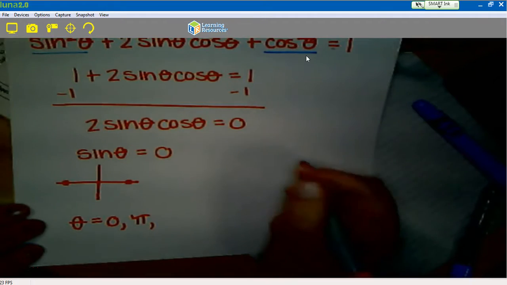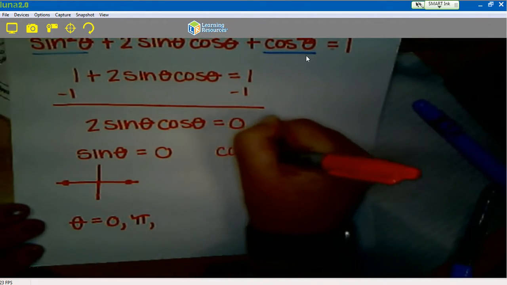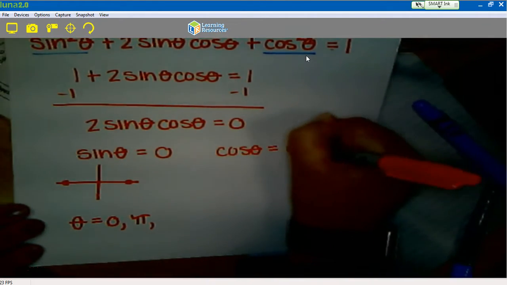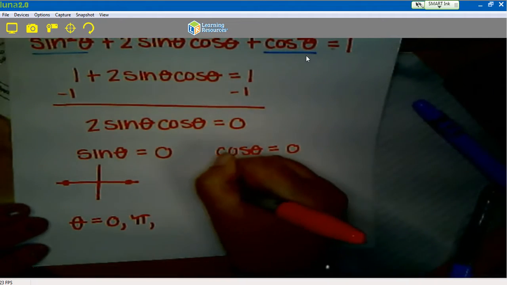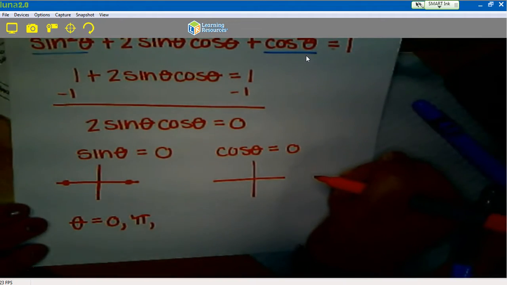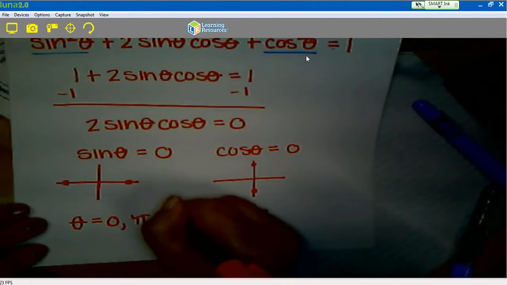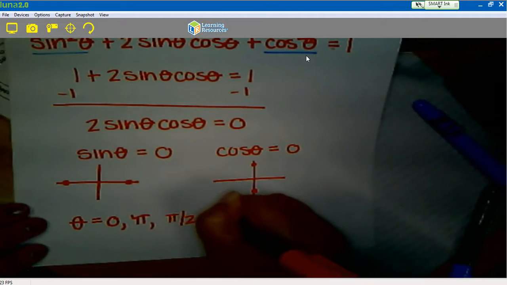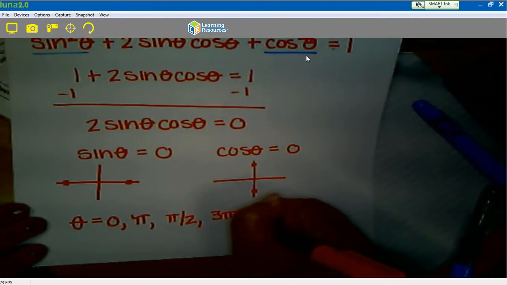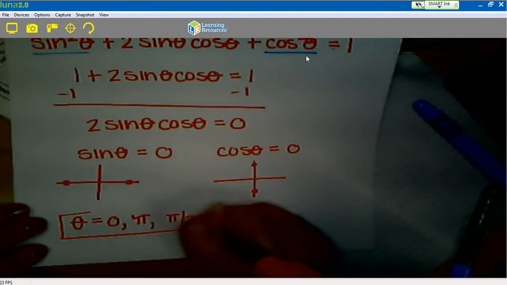And then the other part, we can say that cosine theta is equal to 0. So that means the x value is 0, so we're not going left to right, we're only going up and down. So that occurs at pi over 2 and 3 pi over 2.